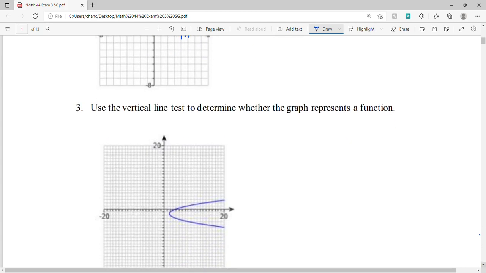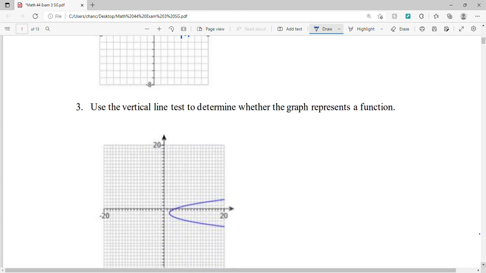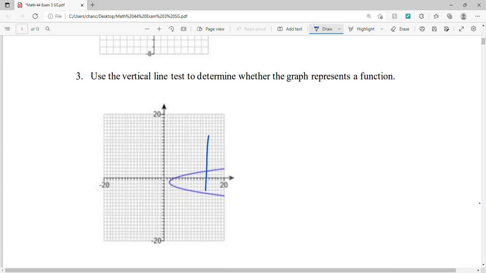In example 3, we have a different scenario. If I can draw a vertical line that intersects more than once, we have an intersection here twice, for any vertical line, this is not a function. It's disqualified as a function. So we just need to find one that intersects more than once, and this is not a function.